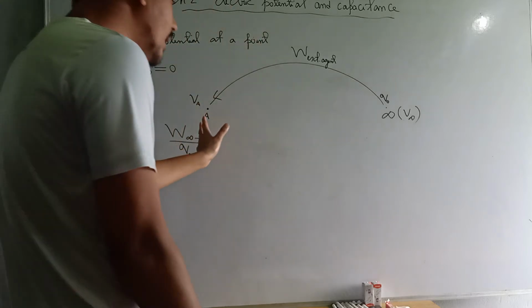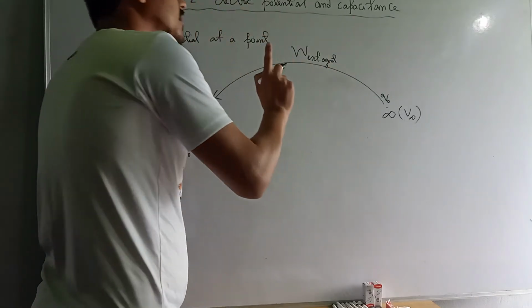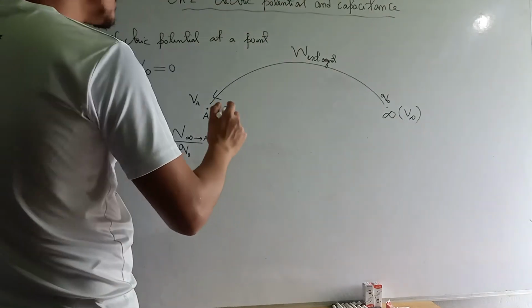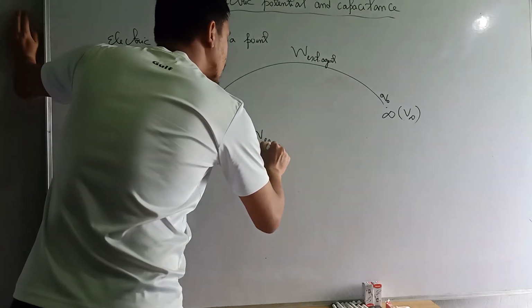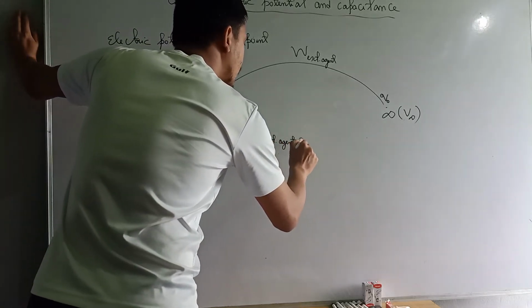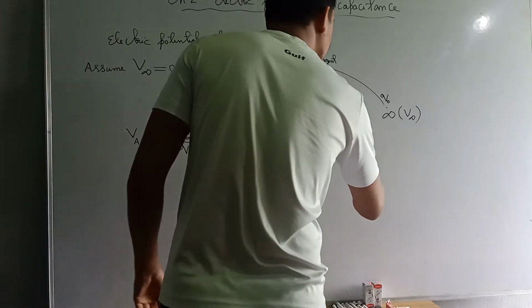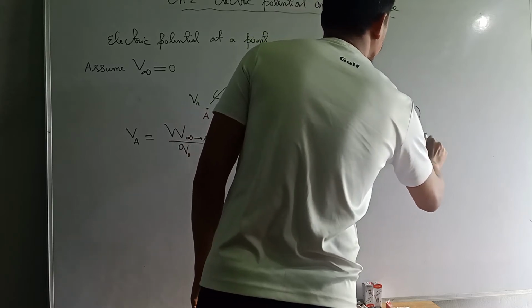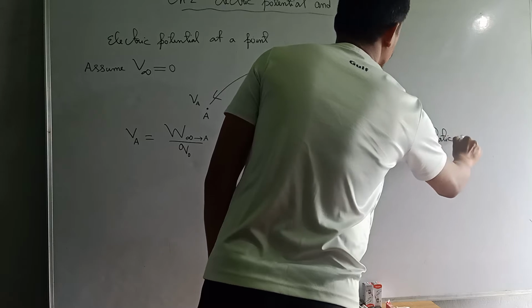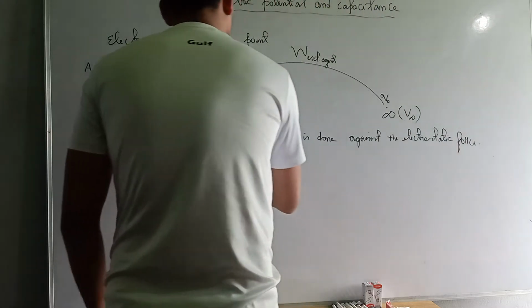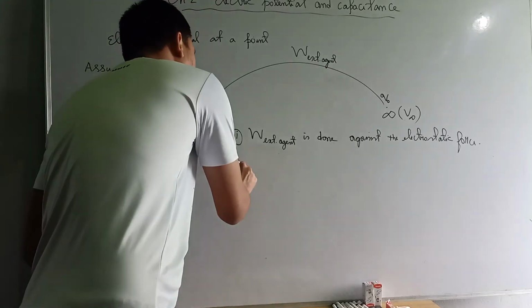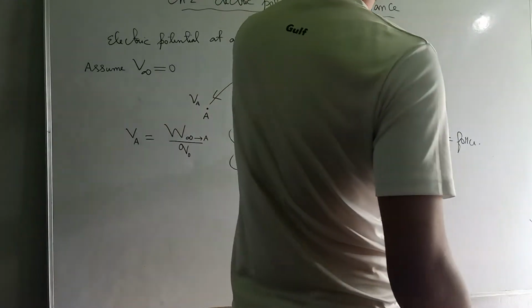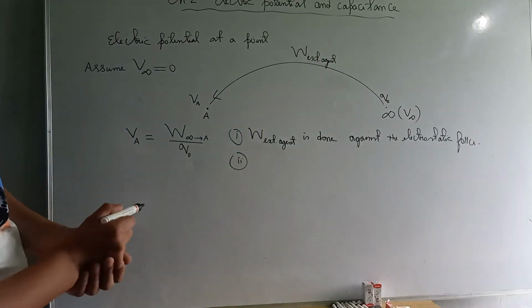And this work has to be done against the electrostatic force. This work done by the external agent is done against the electrostatic force. Electric force, we say in short, electrostatic force. Second thing, a very important point to remember, there are 3 points that you need to note. Here, the work done by the external agent is always against the electrostatic force.